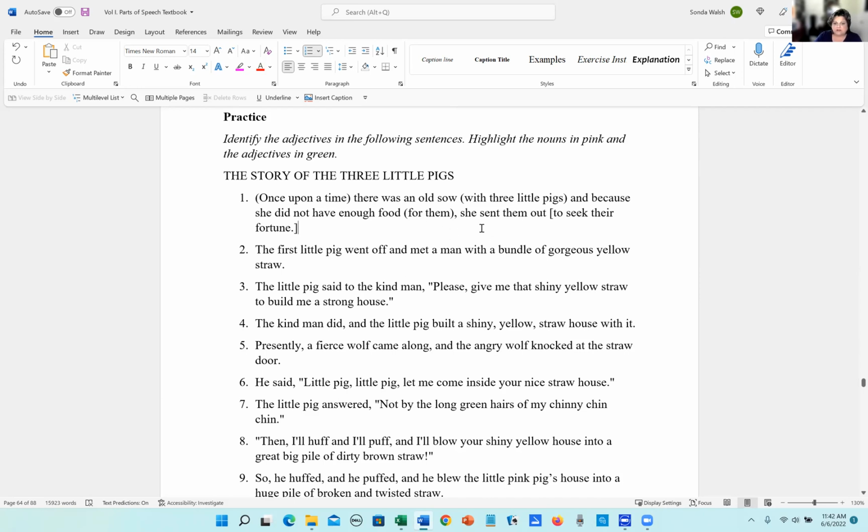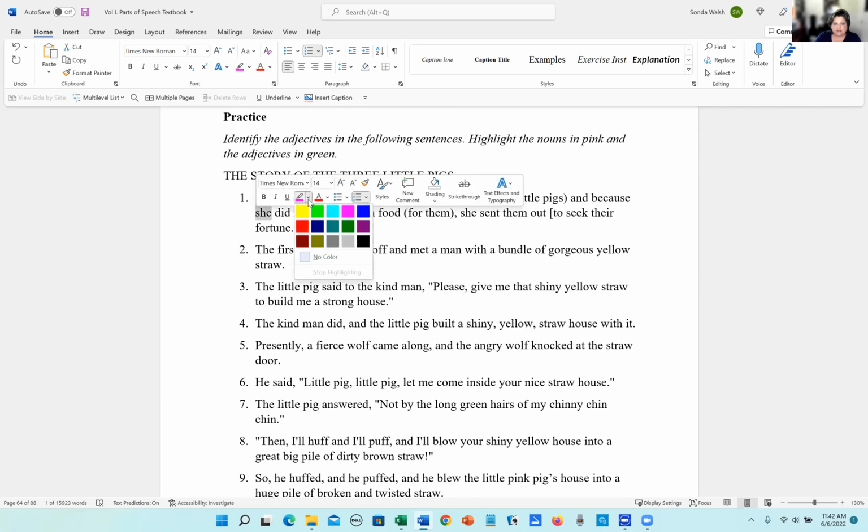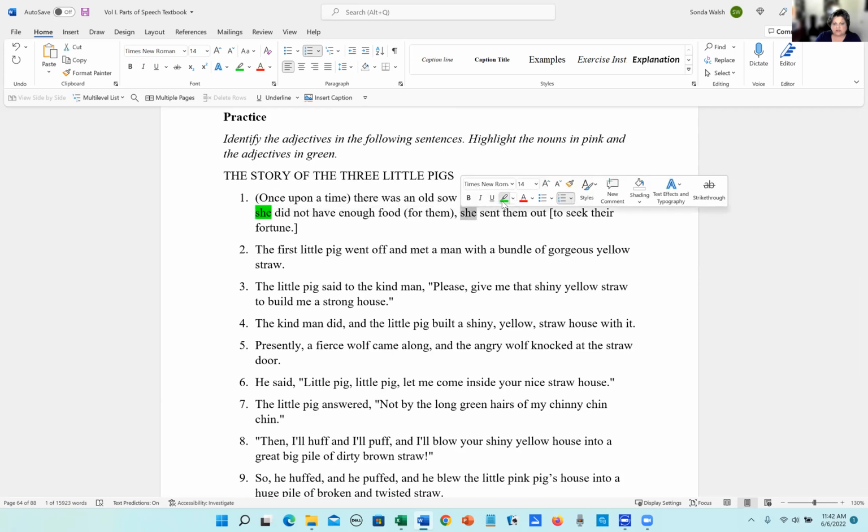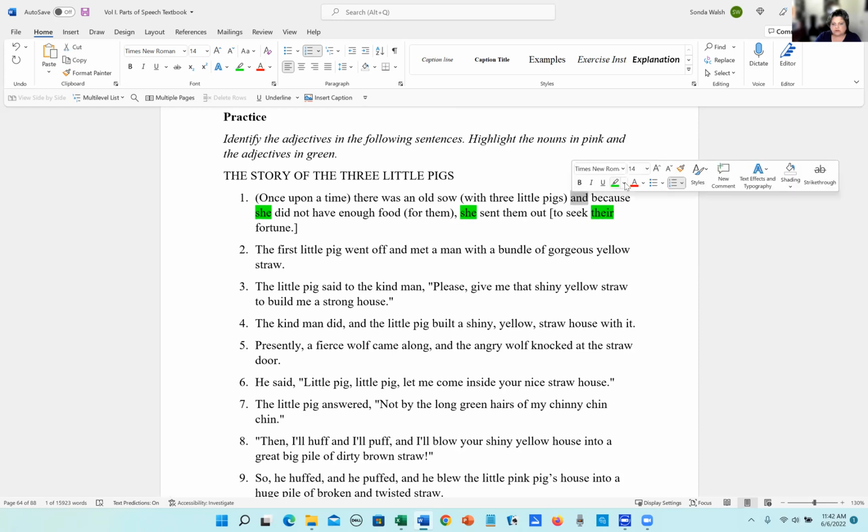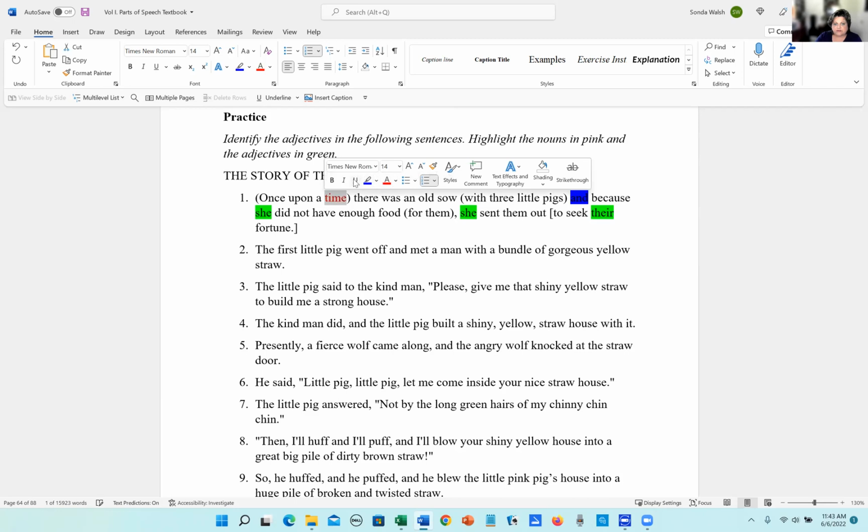All right, so I've identified the prepositional phrases. I'm going to go ahead and highlight. I think I'm going to use green for adjectives. I can't remember what I used the other day. Green for adjectives, and let's use this dark blue for conjunctions. Okay, so now let's go through and identify the nouns. We always have to identify the nouns first.